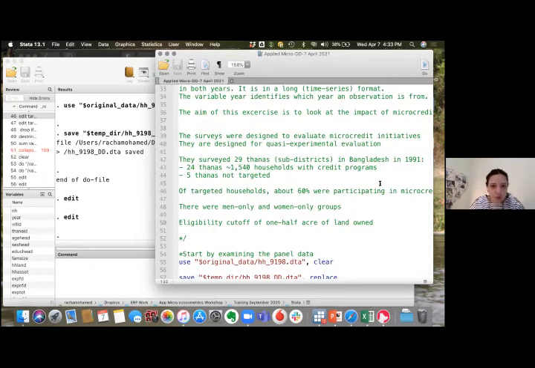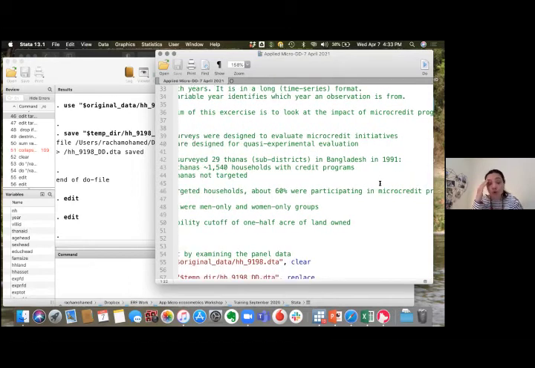The survey has a geographical decomposition. We have what we call the thanas or sub-districts in Bangladesh. I'm not sure I'm pronouncing it correctly. We have 29 thanas, where 24 have households benefiting from the program, and 5 thanas or villages were not targeted from the beginning. So they were not targeted to benefit from this program.